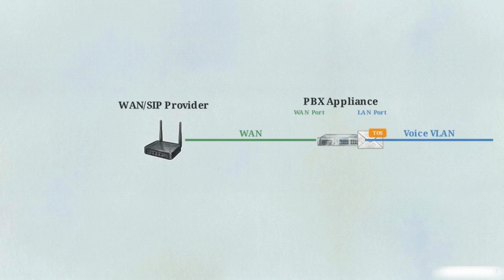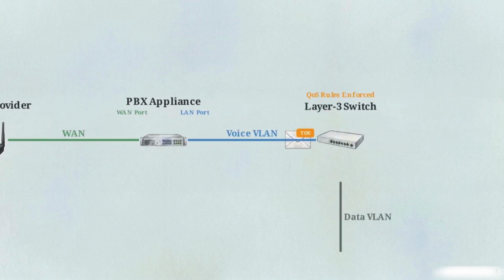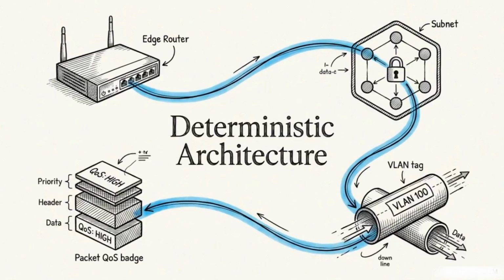The PBX processes incoming routing rules and immediately dispatches the call out the LAN port, placing it securely onto the isolated voice VLAN. As it hits the switch, the RTP audio stream is recognized by its TOS byte. QoS rules enforce its priority, delivering the packet instantly to the user's IP phone. This seamless, reliable delivery is the direct result of combining physical topology, subnet boundaries, VLAN tags, and QoS prioritization into a single, unified architecture.